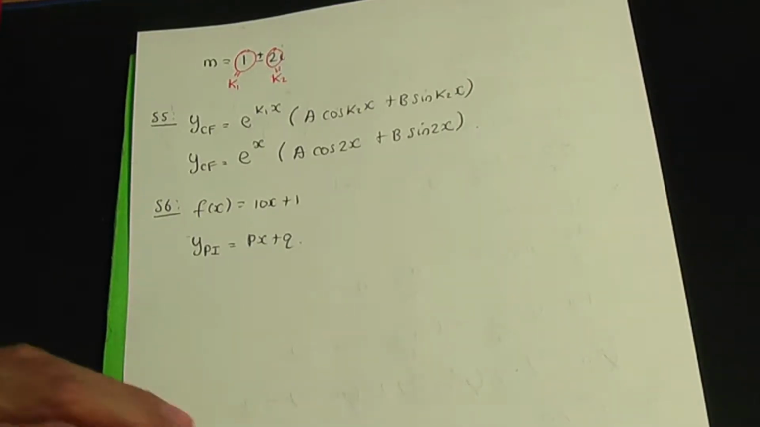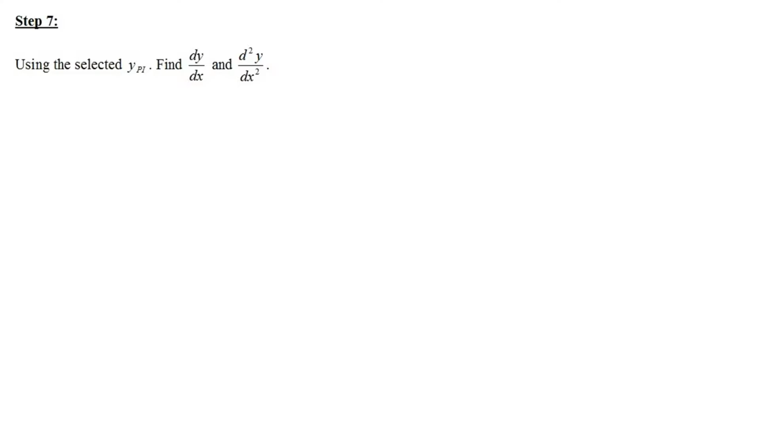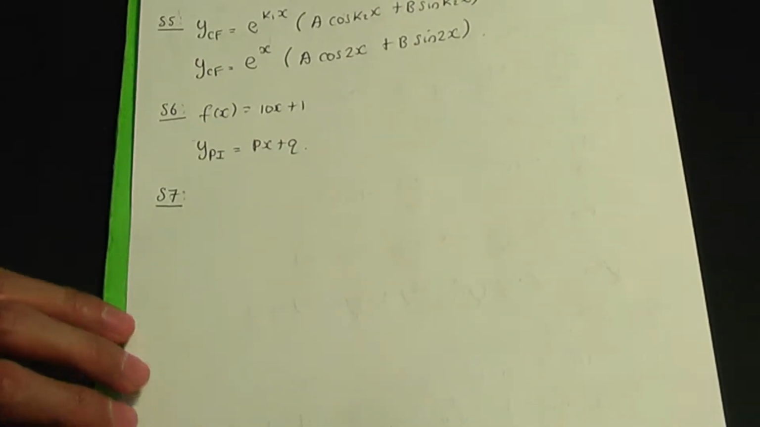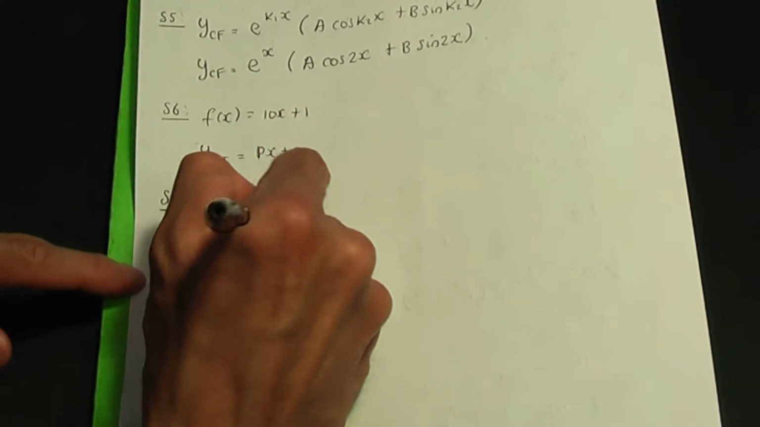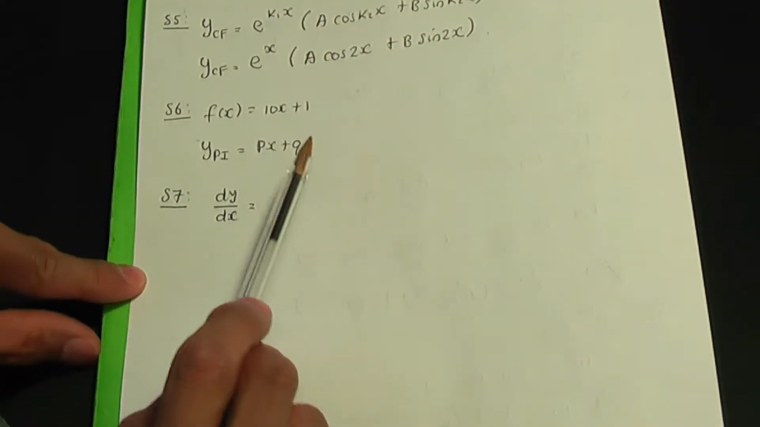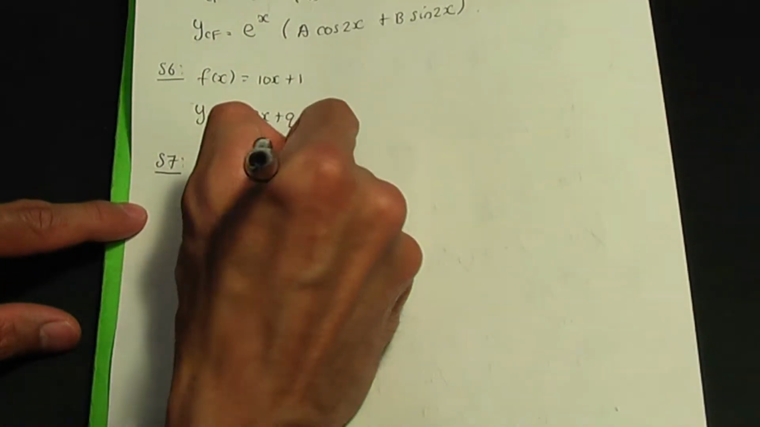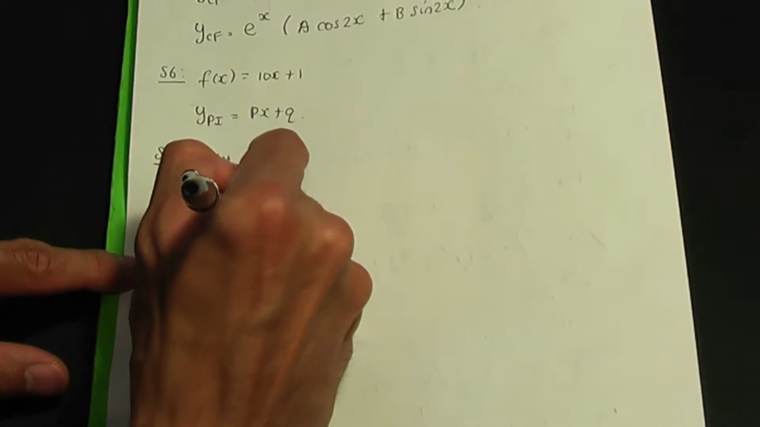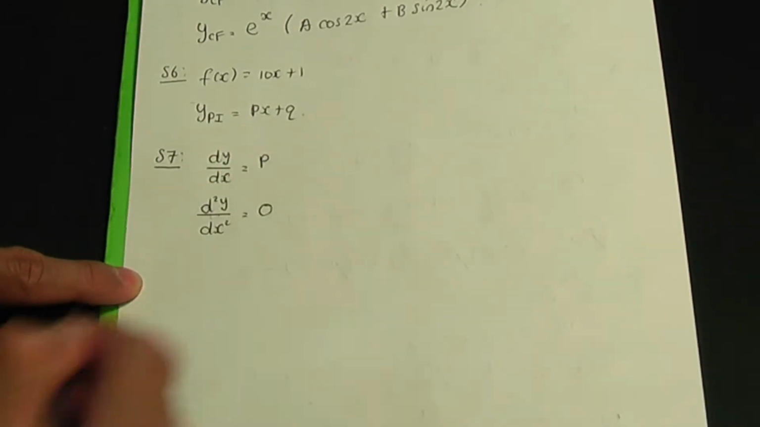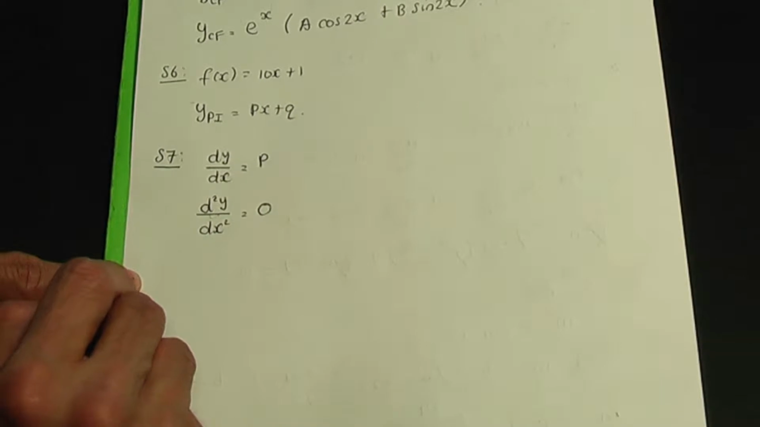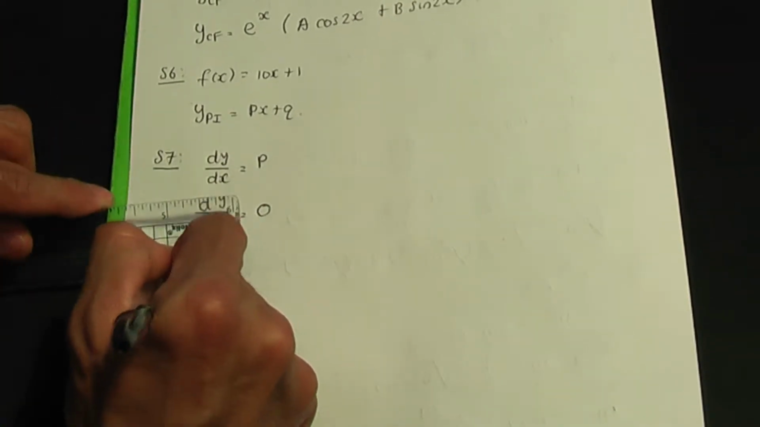Now, if we go back to the screenshot, step number 7, remember, is to use our ypi and calculate dy over dx using our ypi, as well as d2y by dx squared. Okay, so let's go back to the paper and pen. So in step number 7, our ypi is px plus q. So using this, dy over dx, again, bearing in mind p and q are constants, when I differentiate, we simply get p. And d2y by dx squared, if I differentiate p, which is a constant, we'll have 0. Okay, so step 7 is complete. So this takes us to step number 8.